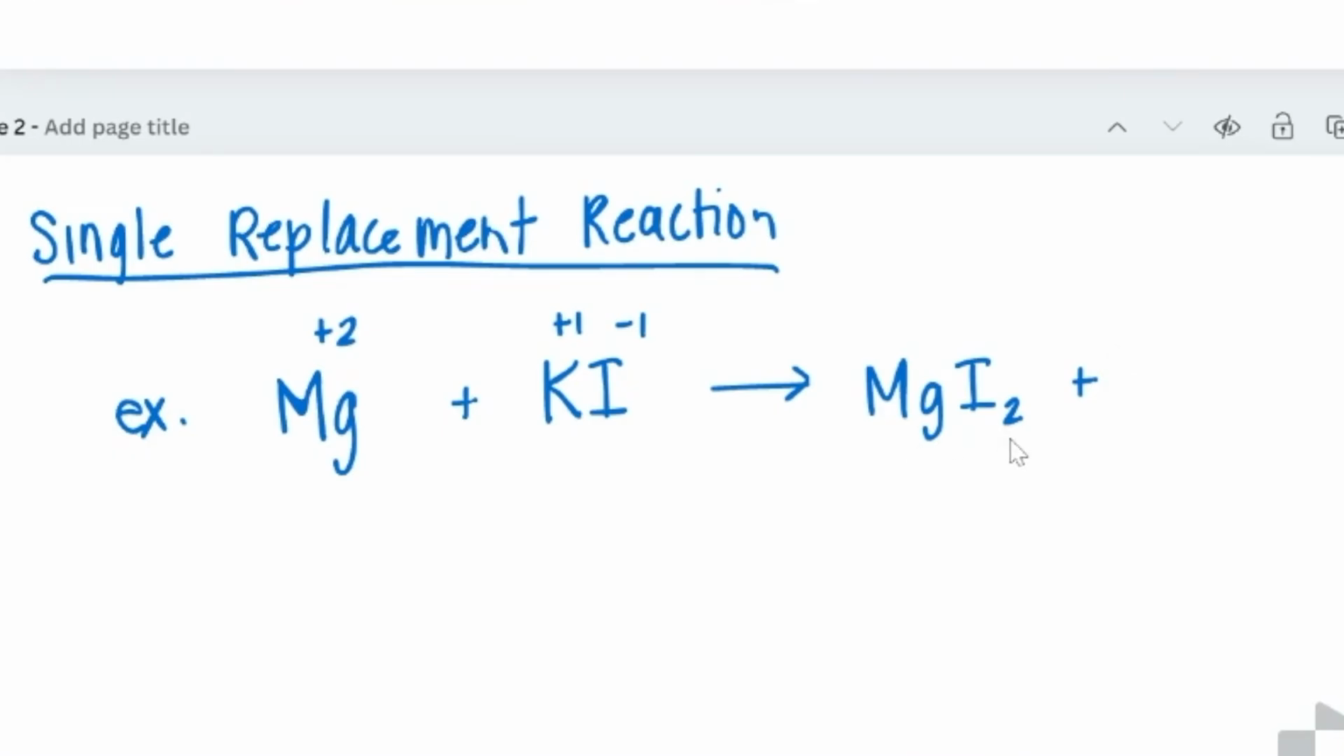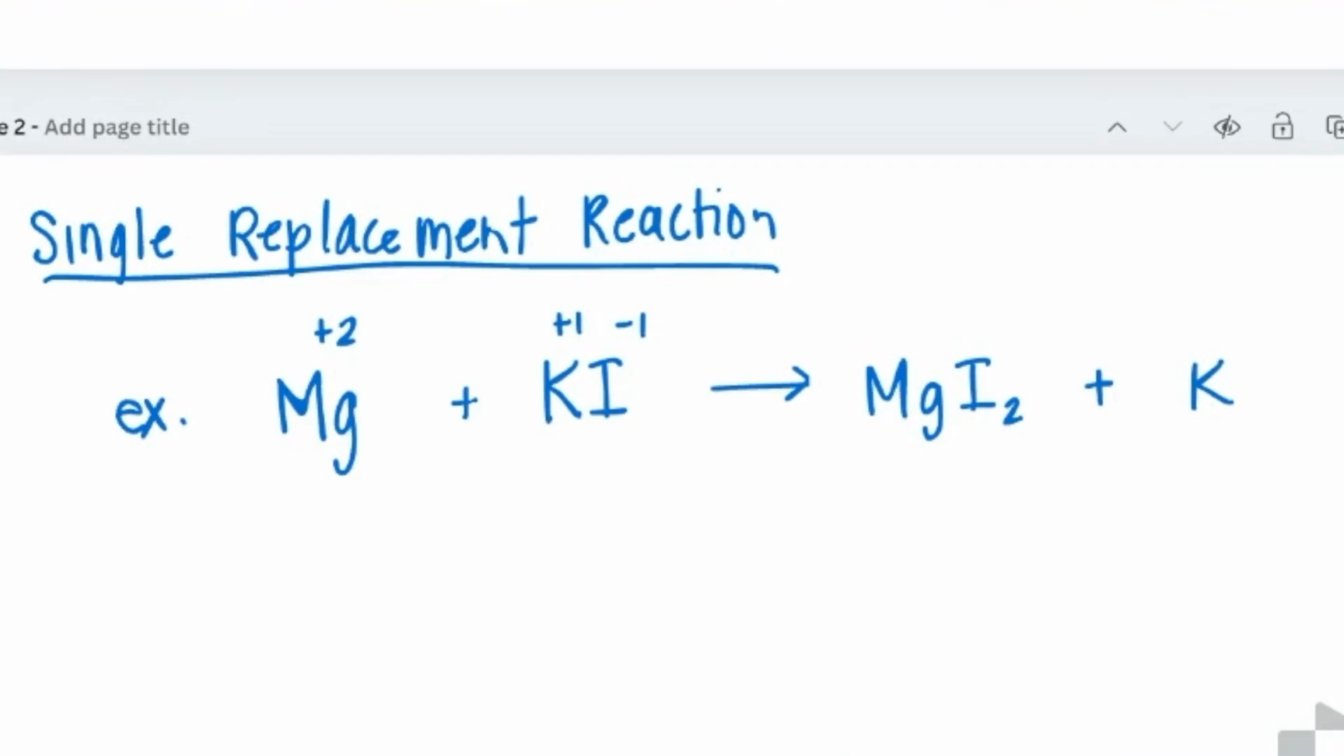My Mg and my I came out, but I need to show what happened to the K. K instead is going to be standing alone. When K stands alone, it's not diatomic, it's not one of those 7 elements that we listed before, so we don't need to put a little 2 here to be stable. Remember that we only have to worry about charges balancing out when we have a compound, 2 or more elements connected together. If we have a single element standing on its own, we do not need to worry about charges.